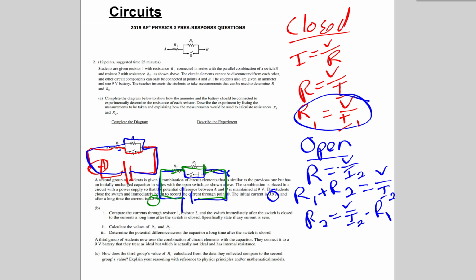All right, and calculate the values of R1 and R2. So again, R equals V over I. The V is 9 volts. So it's 9 volts over, at the beginning, it's just R1, right? So R1 is 9 volts over 0.9 amps. So 9 over 0.9 is 10 ohms.